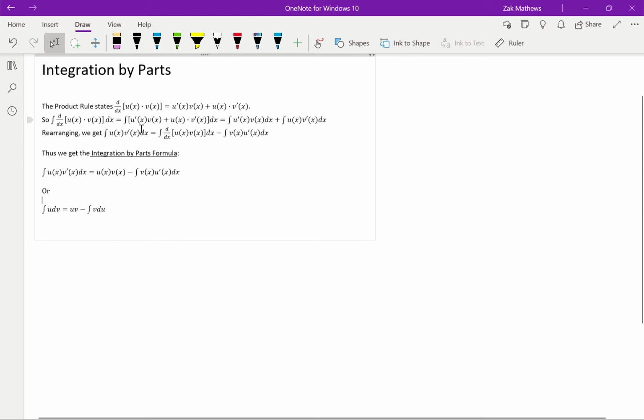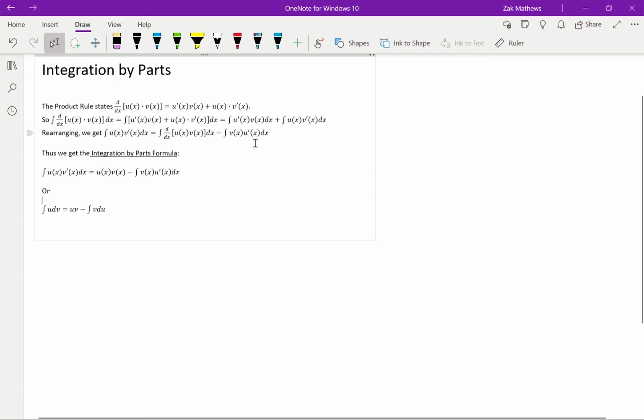So we'd have the integral of u prime of x times v of x plus u of x times v prime of x, simply the derivative of the thing that we just stated. And then we can always break up sums inside integrals. We can break that up into two different integrals. Then I'm going to do a little bit of rearranging here. I'm going to try to isolate this term right here, and I can do that simply by subtracting this piece over to the other side. So the integral of u of x times the derivative of v of x dx would be equal to u times v minus the integral of v times the derivative of u.